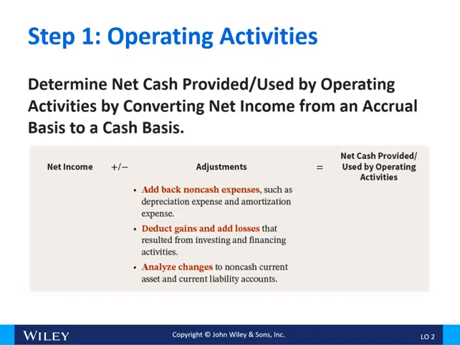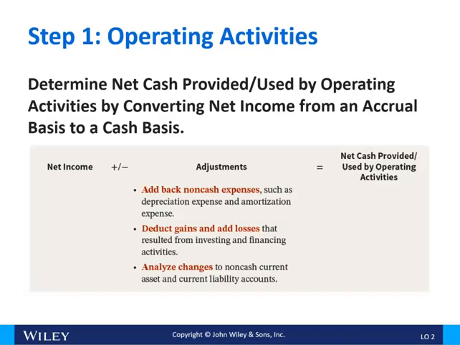If we had amortization expense from an intangible asset, that type of thing, those are non-cash expenses. So we add those back to net income. Because the expense decreases net income, we're going to increase it back because we didn't actually pay cash at that time.